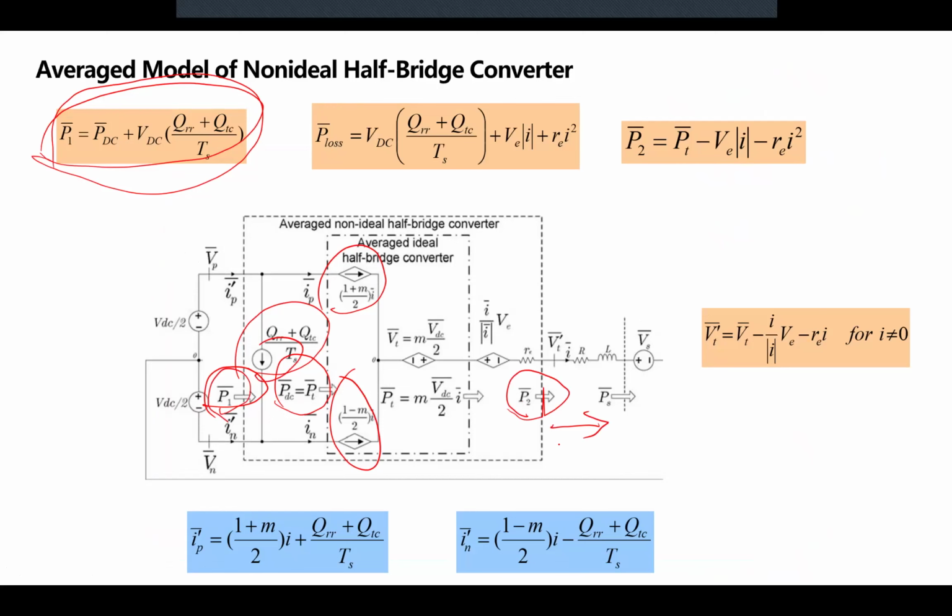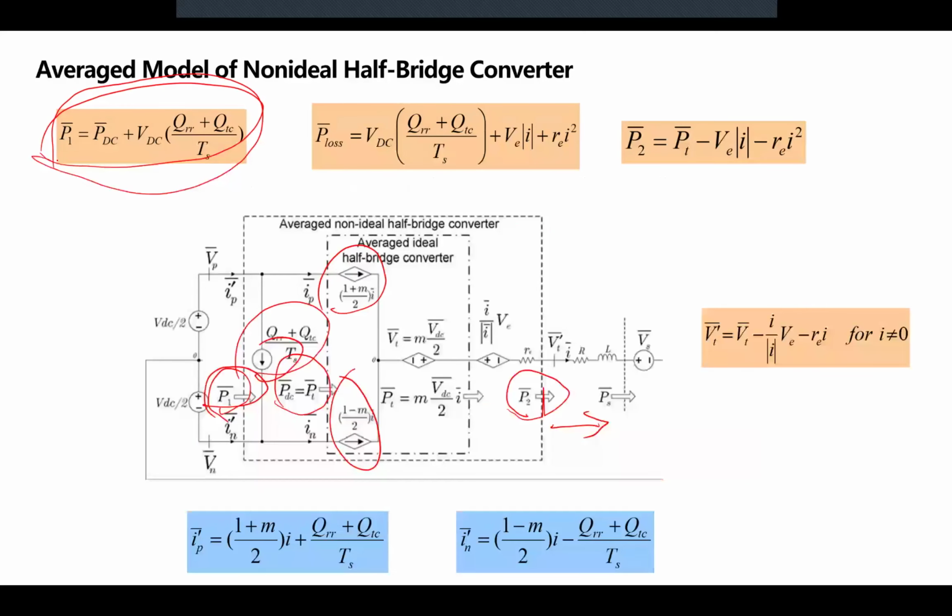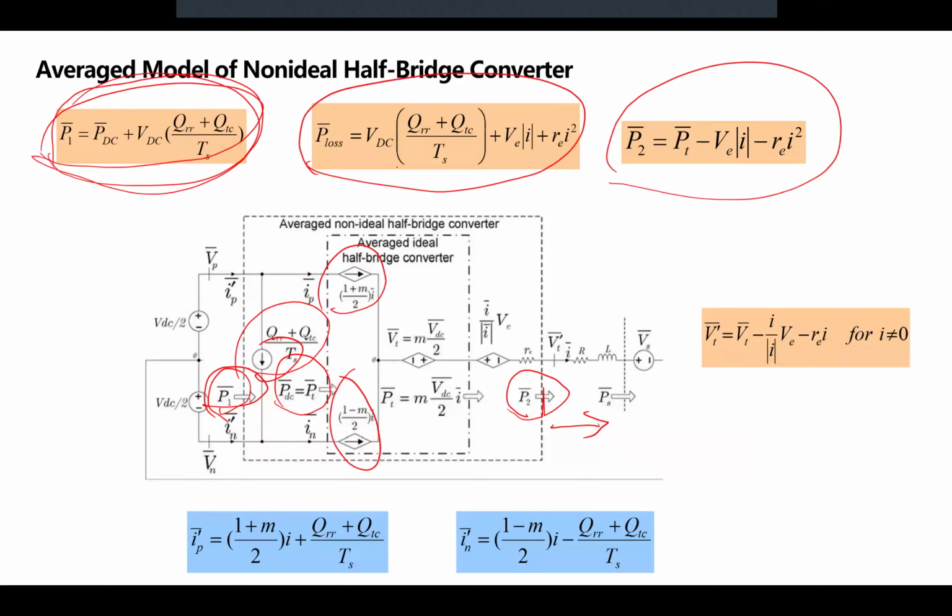Again, the derivation is here. You could easily follow that. Now that we have our P1, which is the direct power from the source, and P2, which is the power that we deliver out of our inverter, we can calculate what we lost between the input and output. And this is not zero anymore because we have a non-ideal condition.